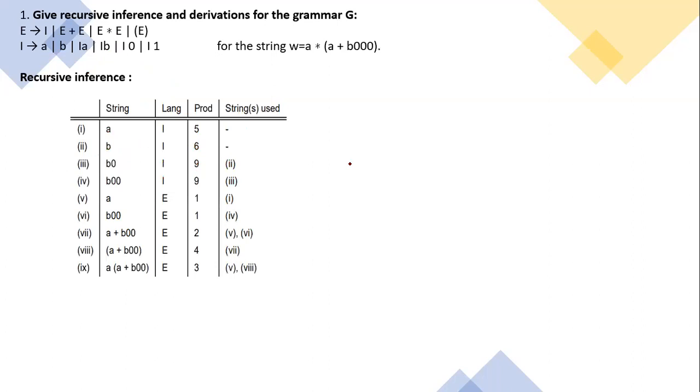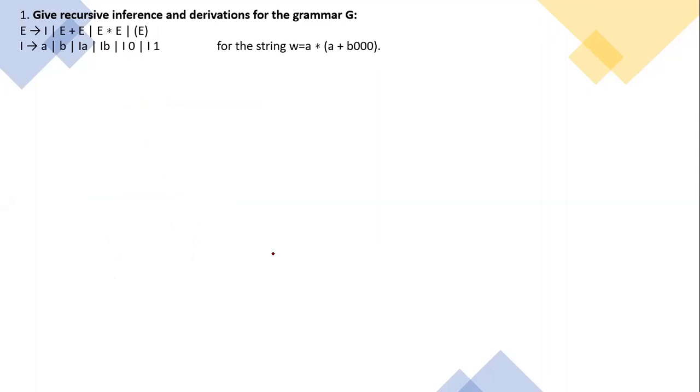This is the recursive inference. This is nothing but the bottom-up approach. We are taking the string, and based on the string, we find the production for it, and finally we get the value. We combine all the productions, and we can say whether the string is accepted or not. First, we see leftmost and rightmost, then we come to recursive inference. Then it will be easy for you.